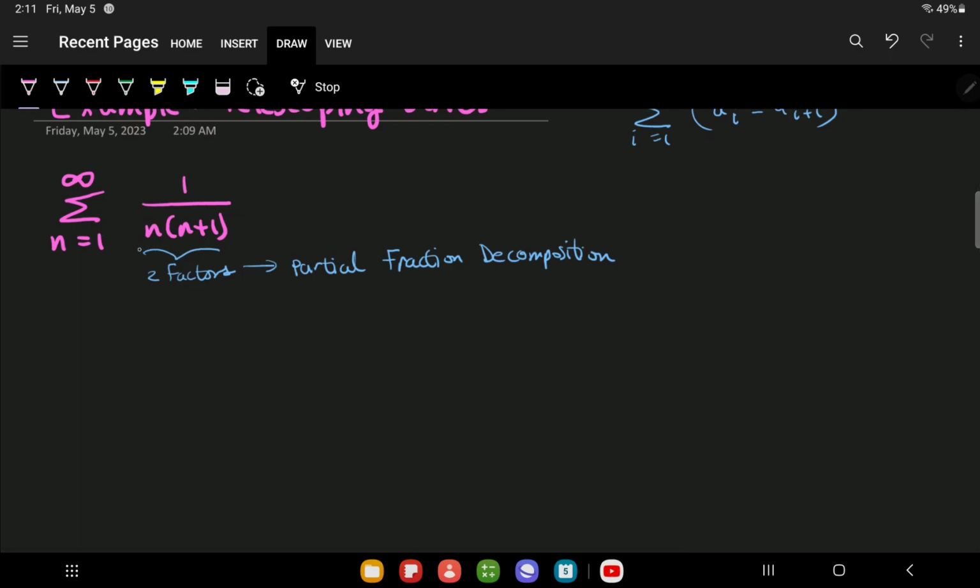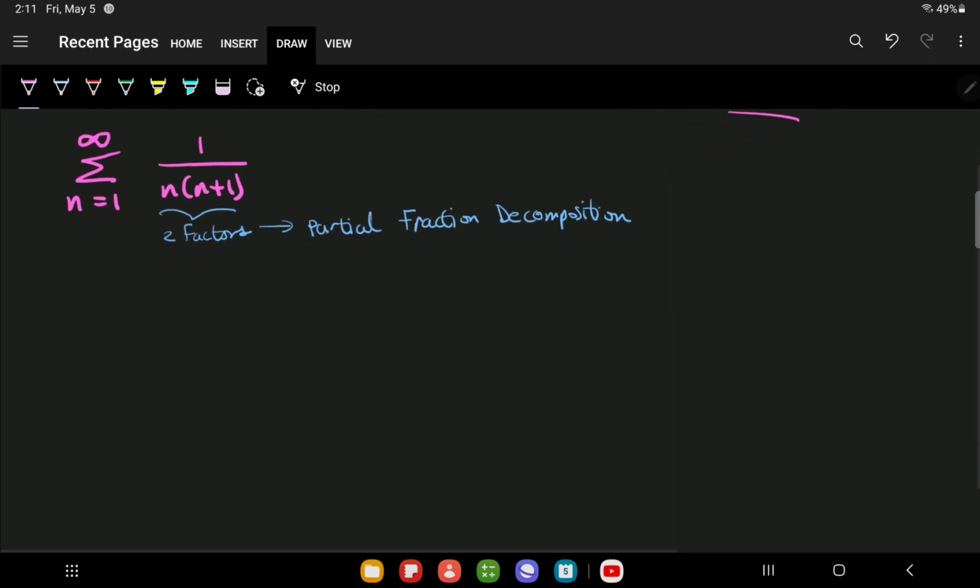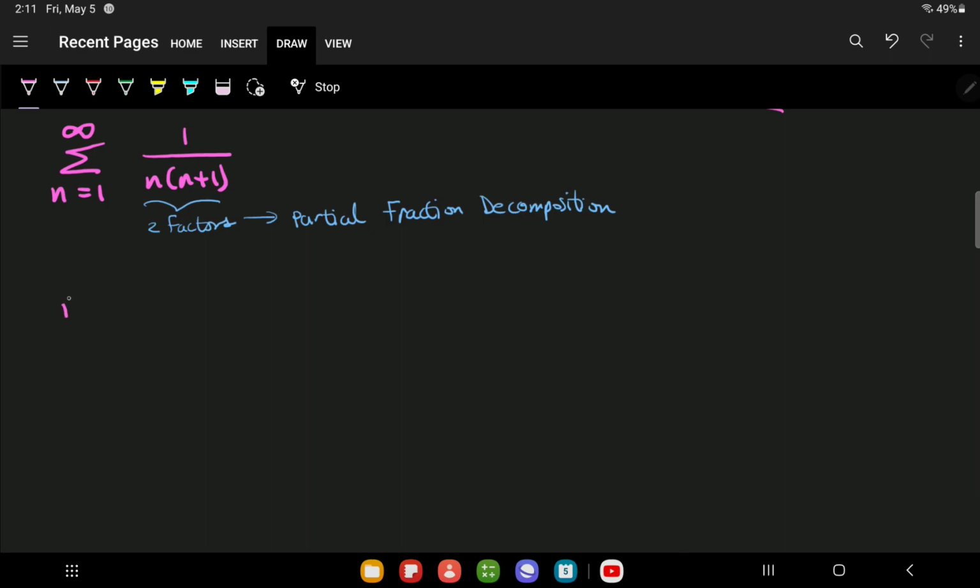One thing you can recognize is if we have two factors, we can decompose into something like this by partial fraction decomposition. So let's do that. We have 1 over n times n plus 1. We can write that as a over n plus b over n plus 1. Well, what's the common denominator? Common denominator is n times n plus 1.